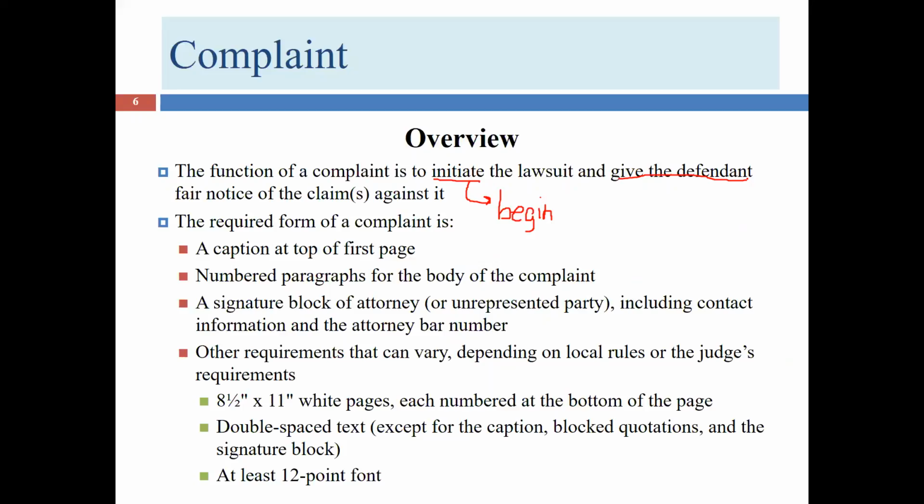Obviously, it wouldn't be very fair if I could sue somebody and say, I'm suing you. You'll find out on the day of trial what I'm suing you about. Well, how can he prepare for it under those circumstances? That wouldn't be a very fair system, and that's not what the system is that we have. The defendant is entitled to know why he is being sued.